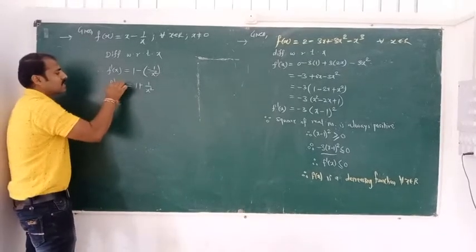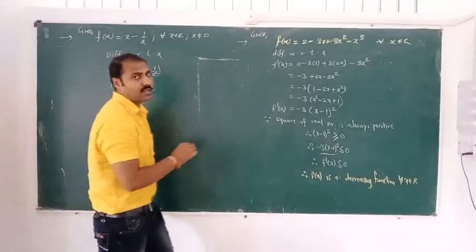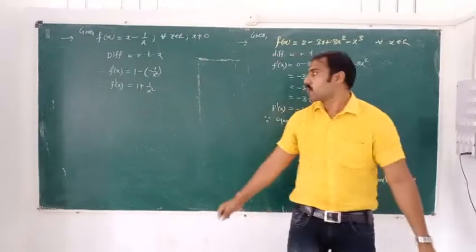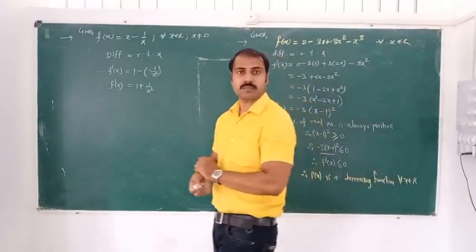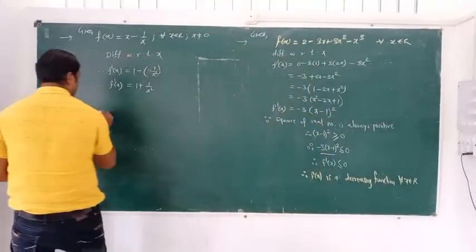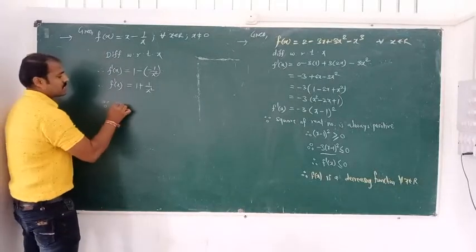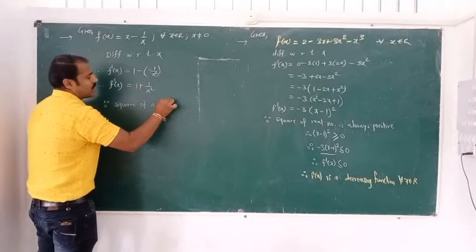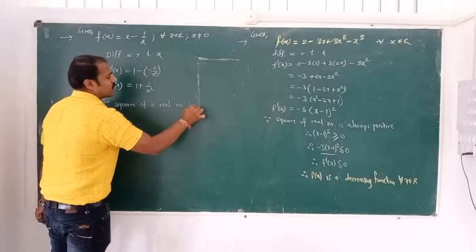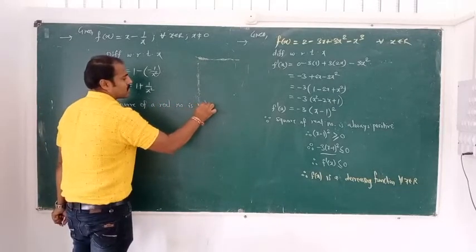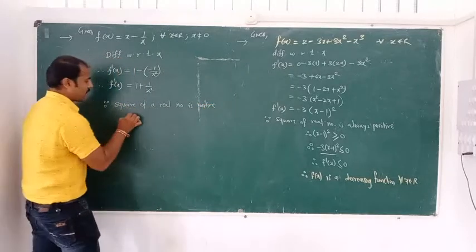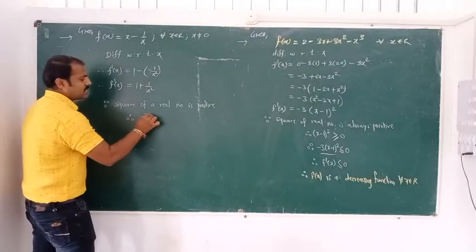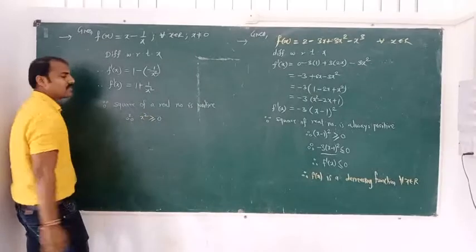What is f dash of x? F dash of x is equal to 1 plus 1 upon x square. So we know that since the square of a real number is positive, therefore I can write x square is greater than or equal to 0.